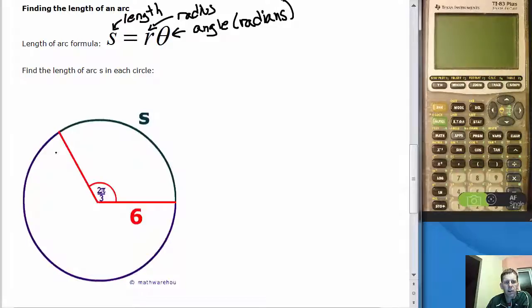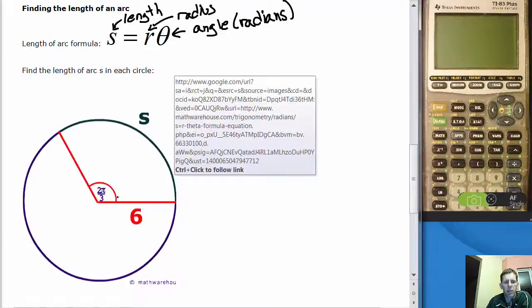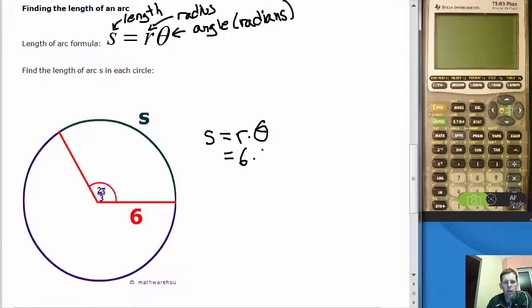To find the length of arc in this first circle, which they're calling S, we take the radius times the angle in radians. In this problem, r is equal to 6, and the angle is in radians because you can see it is 2 pi over 3. 6 is like the number 6 over 1, so when you multiply this out, you get 12 pi over 3. This is equal to 4 pi.